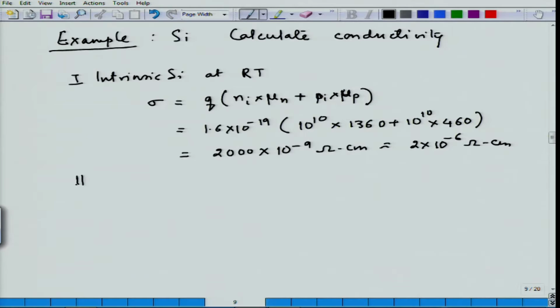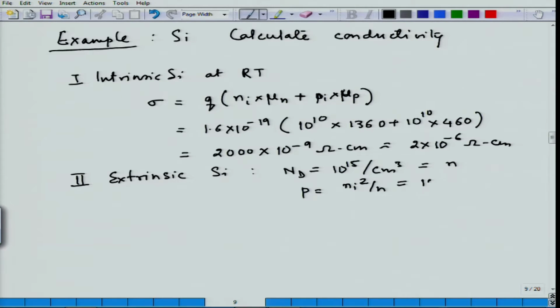Now, if I do the calculation for extrinsic silicon, let me give values where the donor concentration is equal to 10 to the power 15 per centimeter cube. If all of them are ionized, this will be equal to n in the extrinsic material, and p will then come out to be Ni square divided by n, which is 10 to the power 5 per centimeter cube.